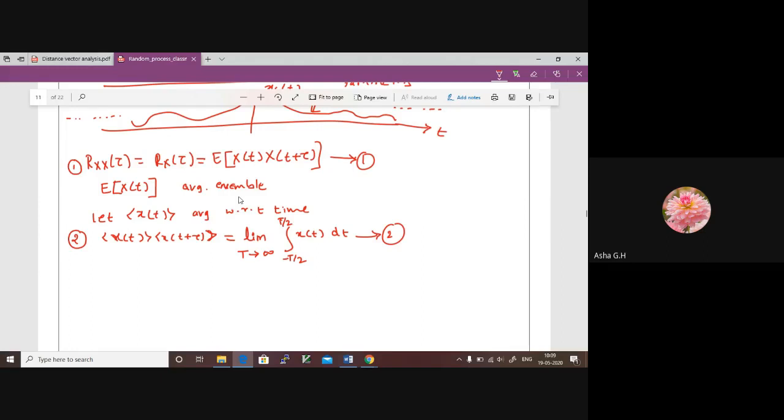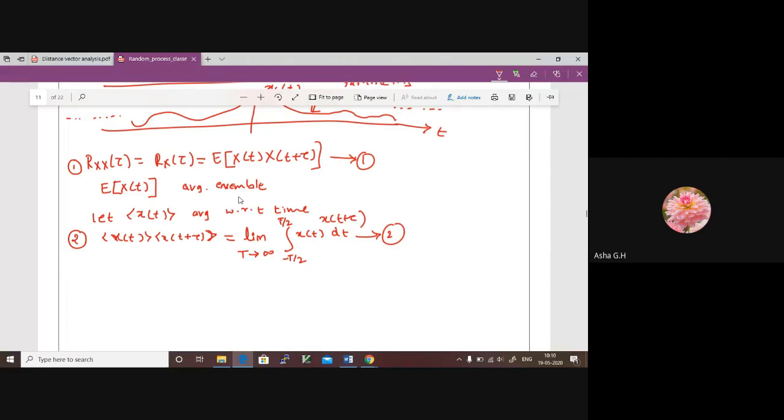Now, how do we write the autocorrelation? Sorry, there is a small mistake here. We need to write both x of t and x of t plus tau. We need to consider x of t plus tau also. These are the two equations we need to consider when we deal with the ensemble.